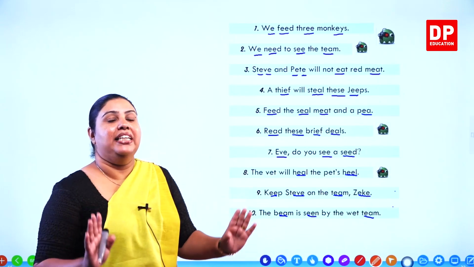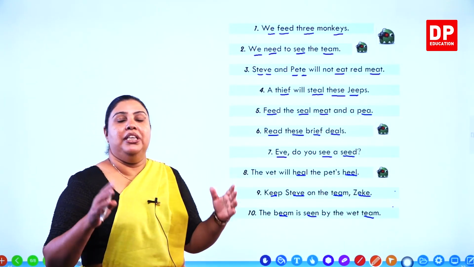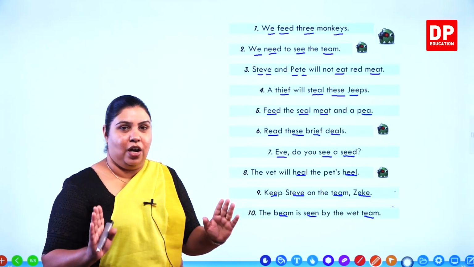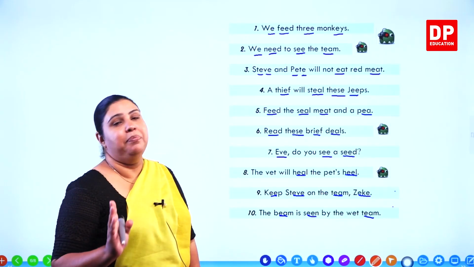Okay, so that is our sentences with the long E sound. You can read them and practice.